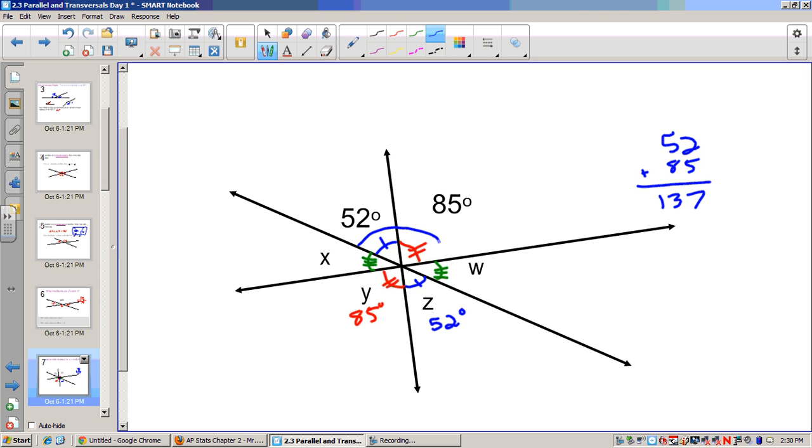So if this whole thing is 137, we know if we continue it all the way down here, that's halfway around a circle. So that's 180 degrees. So I just have to take 180 minus 137, and that's going to be 43 degrees. So if this side is 43 degrees, W also has to be 43 degrees.